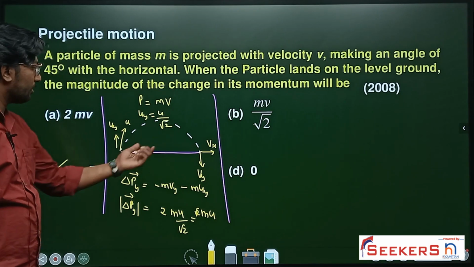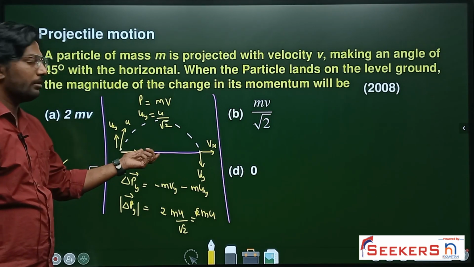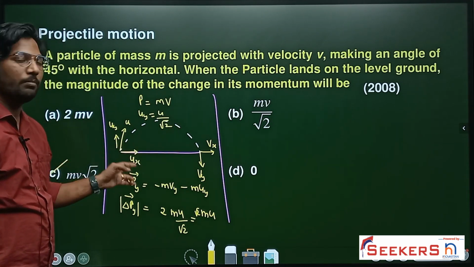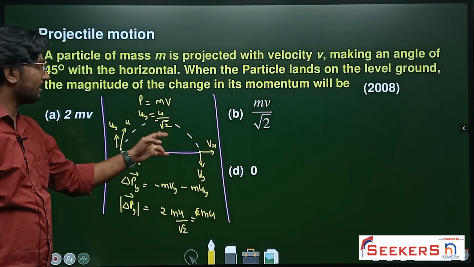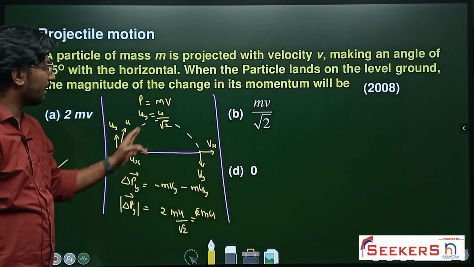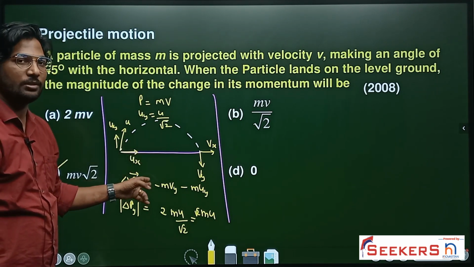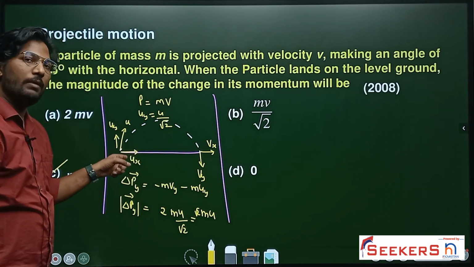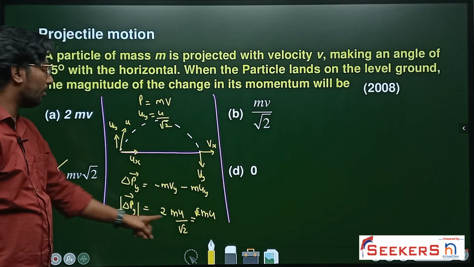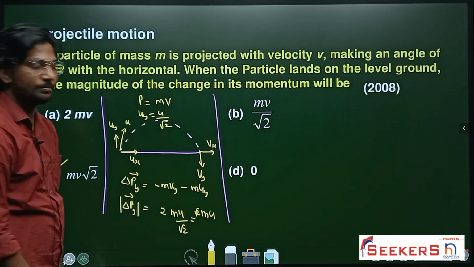I repeat the gist over here again. If you want to find the change in momentum in projectile motion, the horizontal components of velocity will not change because acceleration is not there. Vertical components of velocity only will change because acceleration is there only in the vertical direction. And on a level ground, velocity values will be the same but opposite in direction. Considering that, we got the momentum change as root 2 mv.